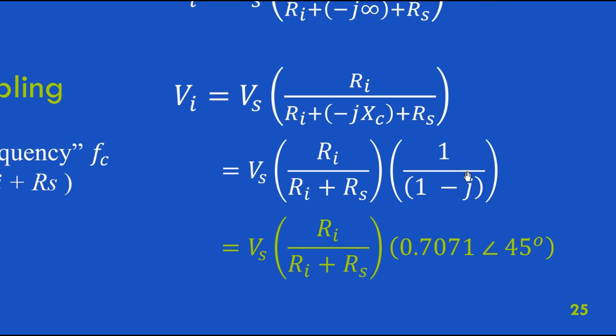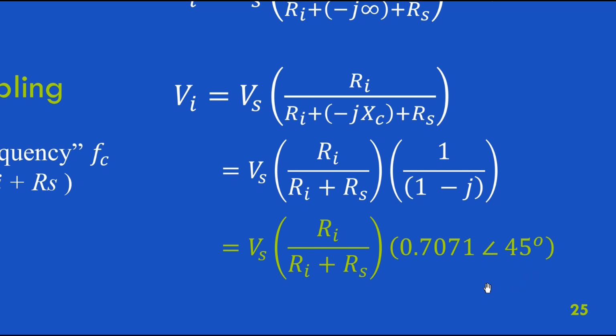What does it multiply it by? Well, if you crunch complex numbers, there are some things on the internet you can use to do that. And you plug in 1 over 1 minus j, or 1 over 1 minus I if they're doing it that way. Then this number is 0.7071 at an angle of 45 degrees in polar form.